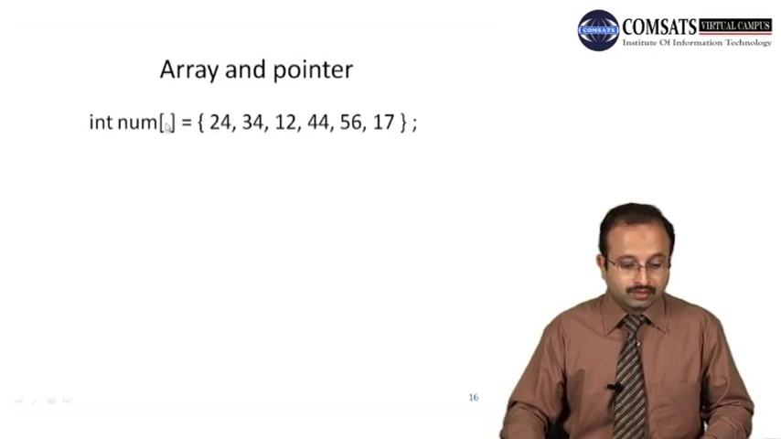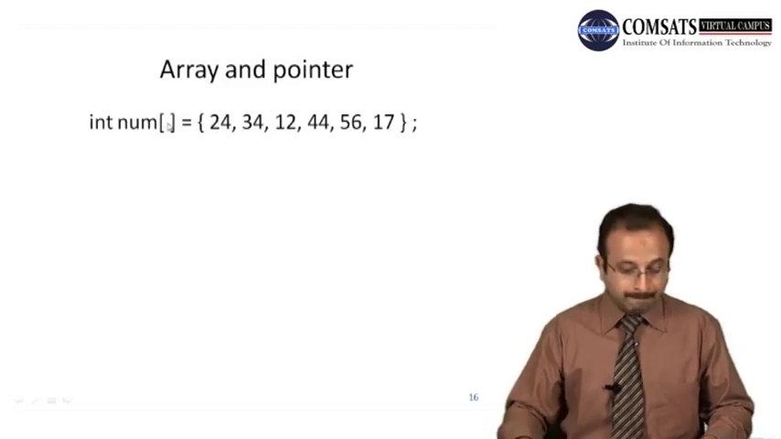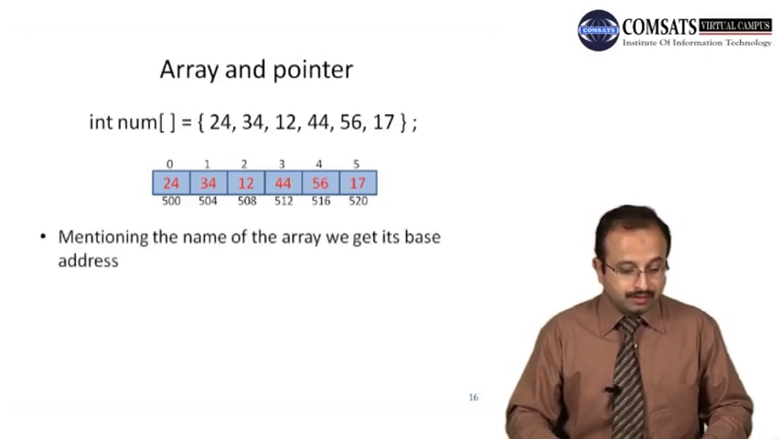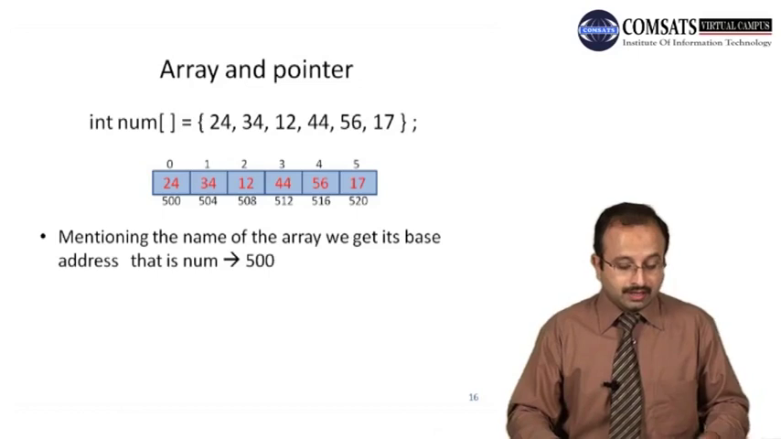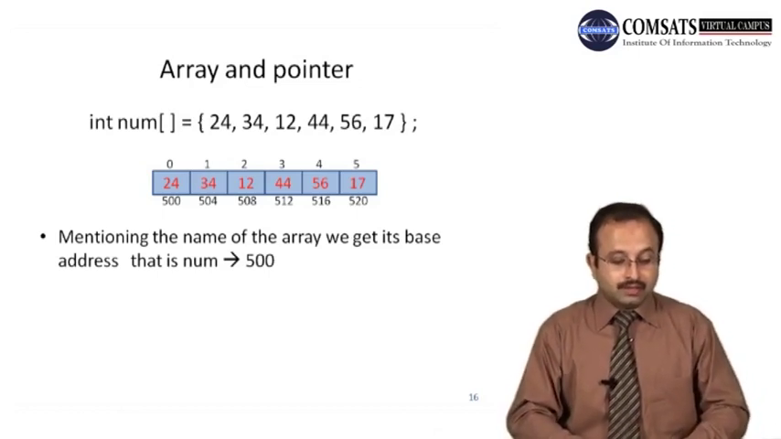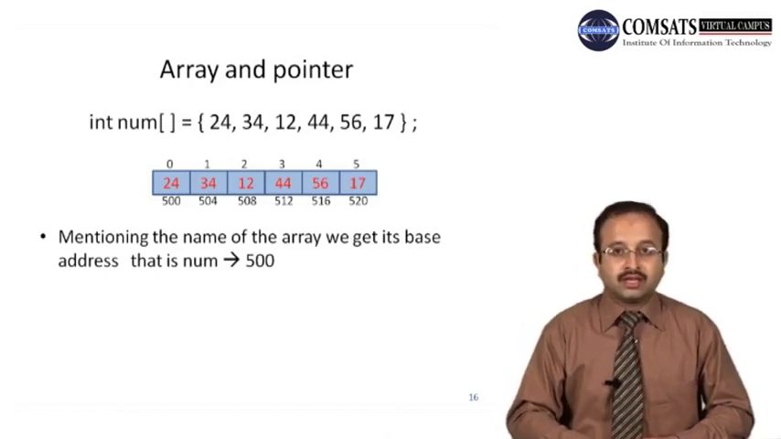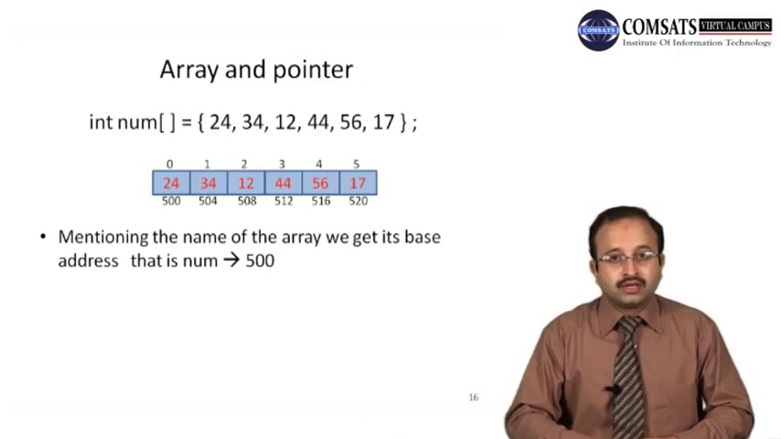1 2 3 4 5 6. So 6 should come over here, right? So this is an array in memory. Mentioning the name of the array, we get its base address. That is, if we write num, then that is the address of the first element of that array. Jahan se array shuru ho rahi hai, kis element se shuru ho rahi hai? First element se shuru ho rahi hai. So that address is the base address of that array.